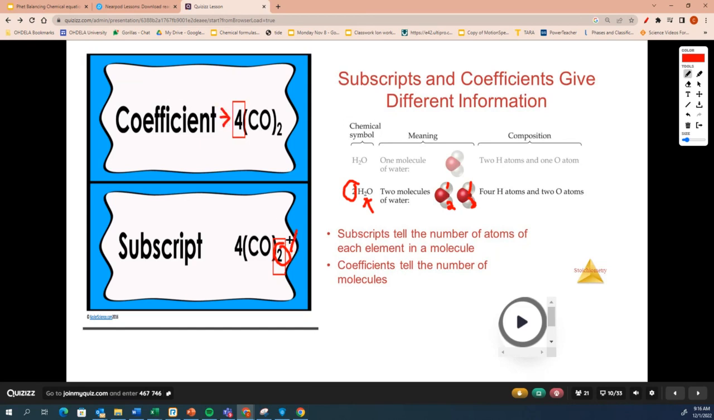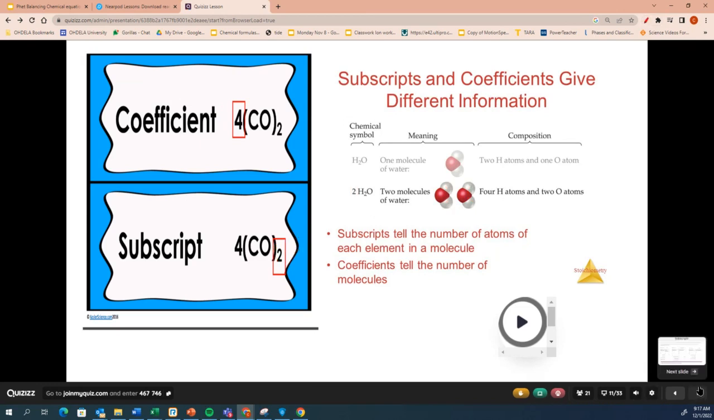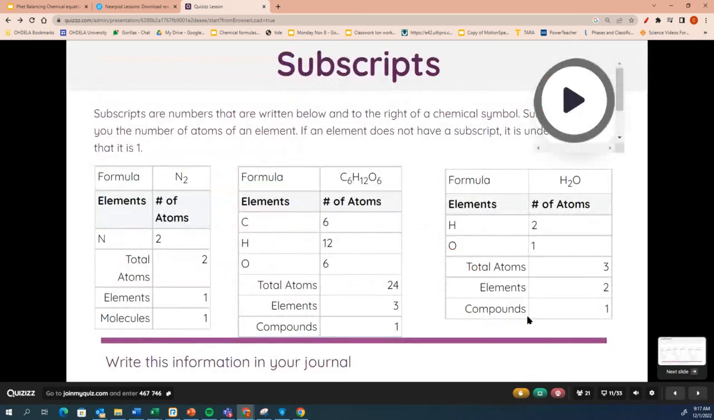We cannot change the subscripts. They come that way. But we can add the coefficients. And this is called stoichiometry. It's talking about balancing equations. Balancing equations, they get that name from a lot of stuff here. All right, next slide. Subscripts are numbers that are written below the chemical symbol.